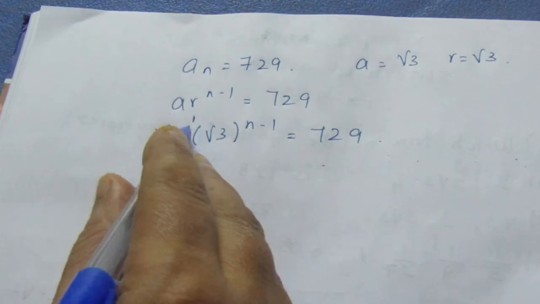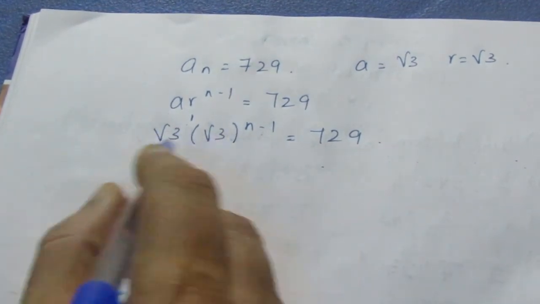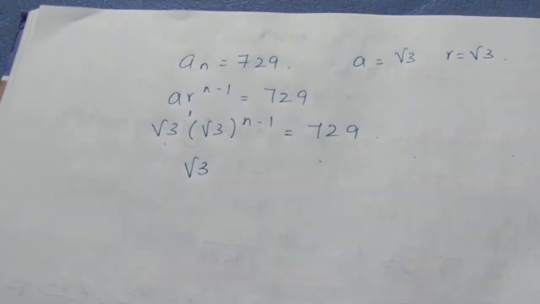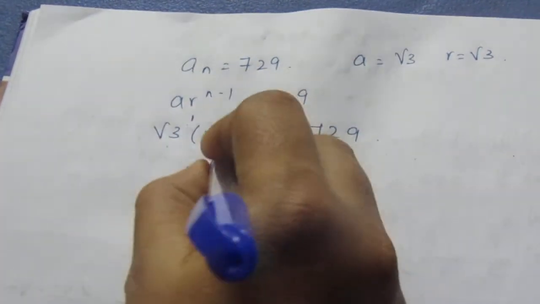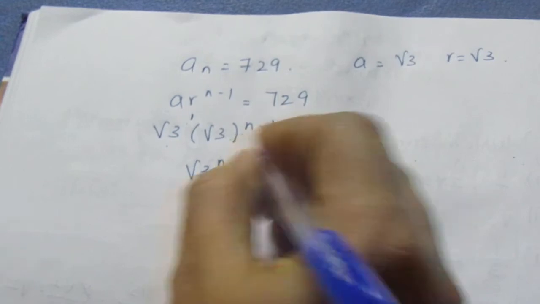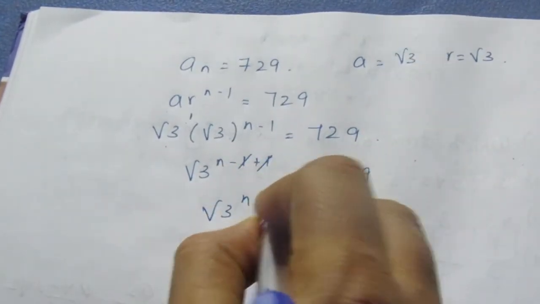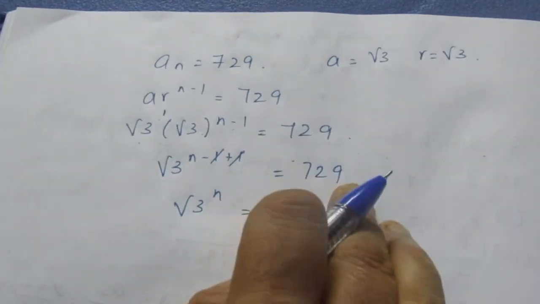Now we can directly add root 3. Here we have root 3 power 1 into root 3 power n minus 1. We can add these two. Because in multiplication with the same base, we need to add the powers. So n minus 1 plus 1 get cancelled. It becomes root 3 power n equal to 729.